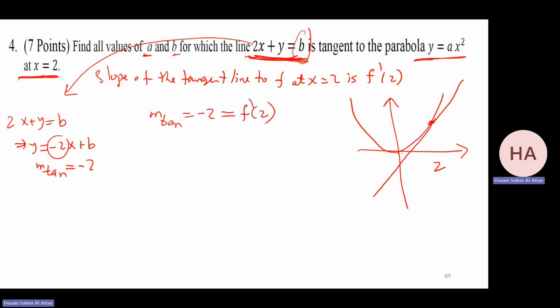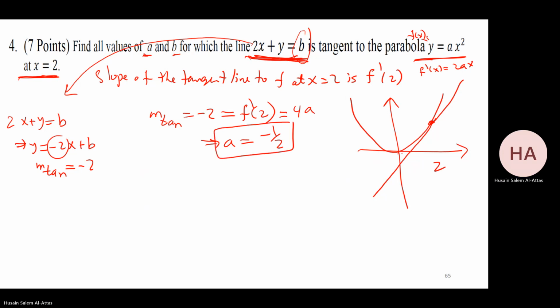But it should be equal to what? f prime at 2. This is my f of x, so what is f prime at x? It is 2ax. At x equal to 2, that will be 4a. So a equals what? Minus half. We get a. So a is just this. By the way, the parabola is not like this. The parabola is something like this, negative. But it will not make a difference.